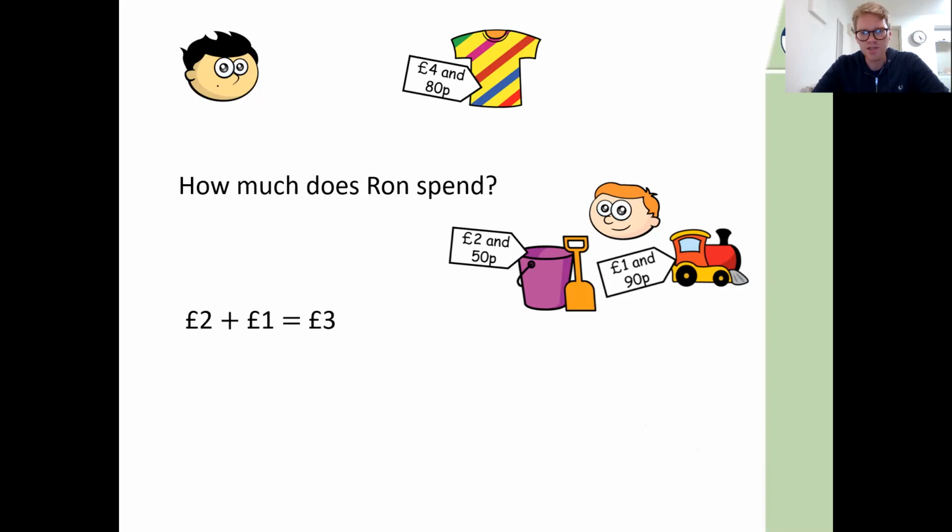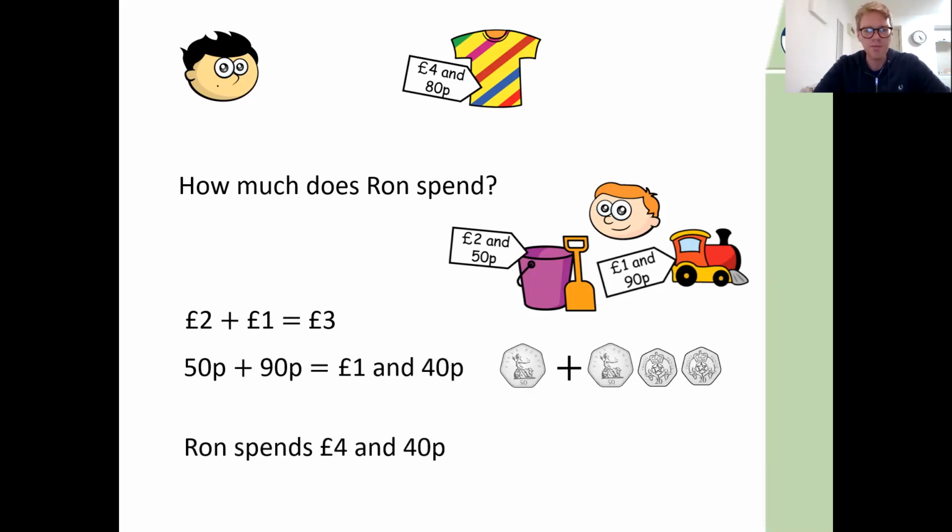Okay, so our pounds together, 2 plus 1, that's nice and easy, isn't it? That's £3. A little bit harder was our 50 plus 90. My strategy for that, I'd have counted up in tens probably from 90, so I'd have gone 100, 110, 120, 130, 140. So I've counted up my 5 tens, that's got me to £1 and 40 pence. And then we can put that back together and make £4 and 40 pence.